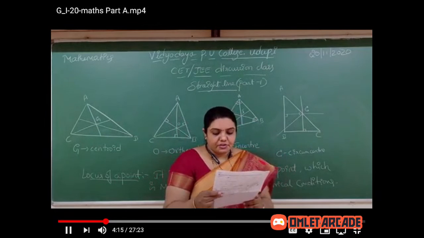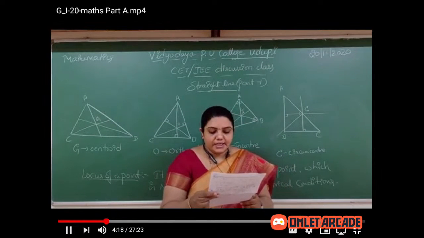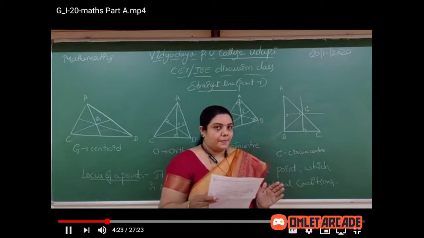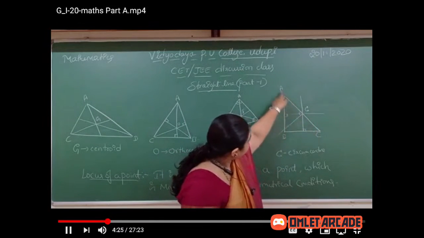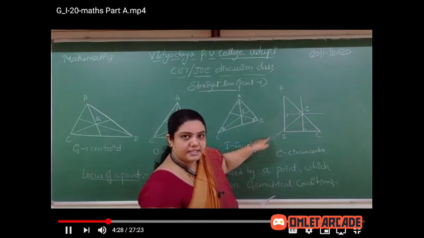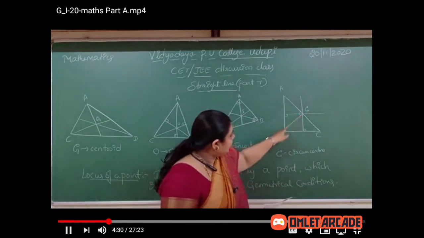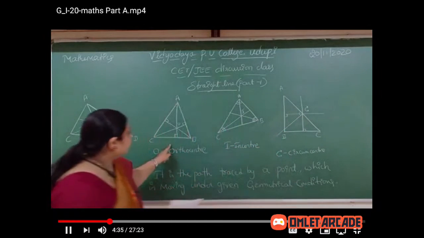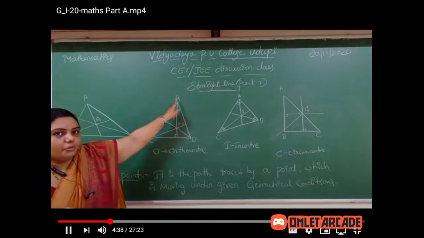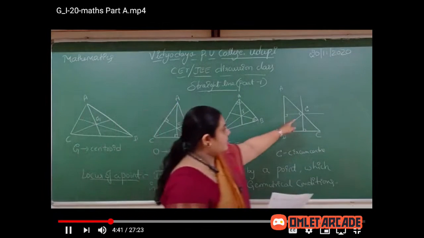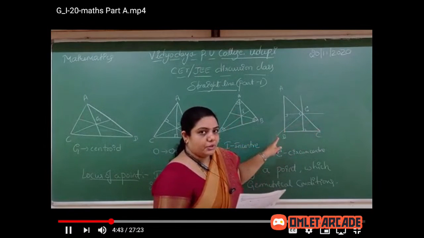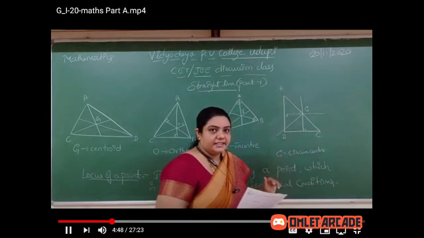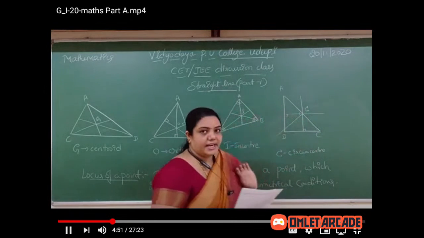Next is the circumcenter. Next definition is the circumcenter. It is the point where three perpendicular bisectors of a triangle meet. Perpendicular bisectors. See, for this side, this is the perpendicular bisector, isn't it? It is not necessary that this line should pass through the opposite vertex. I mean, for heights, what is the condition? It should pass through the opposite vertex, isn't it? But here it is not necessary that it should pass through the opposite vertex. Similarly, you see, this is the perpendicular bisector for this side and this is the perpendicular bisector for this side.